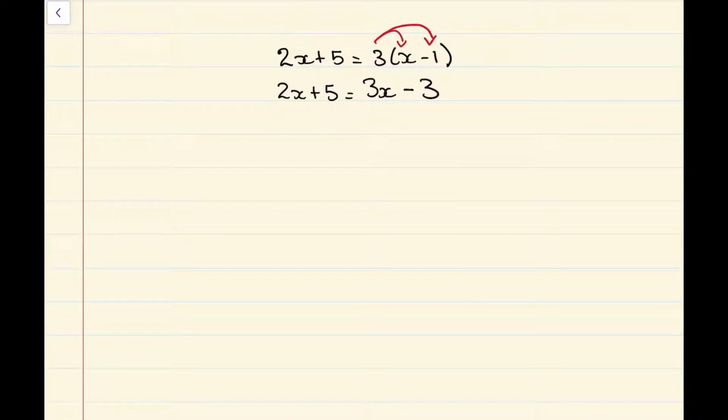So what I'm going to do is subtract 2x from both sides of the equation so that I am able to cancel out this 2x here, because plus 2x minus 2x is 0. And then our resulting equation would be 5 is equal to 3x minus 2x minus 3.